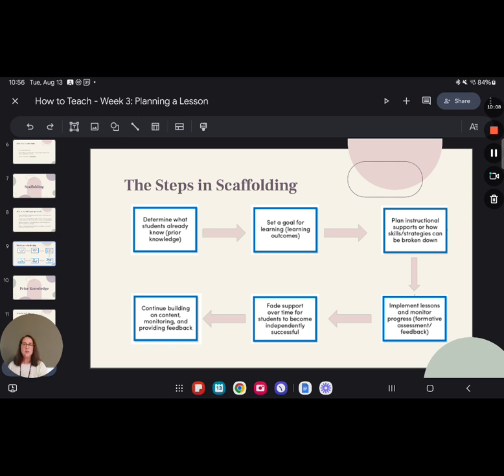So our first step, however, is to determine what students already know. We talked about getting to know your students. What are they coming in already knowing? That we call prior knowledge.